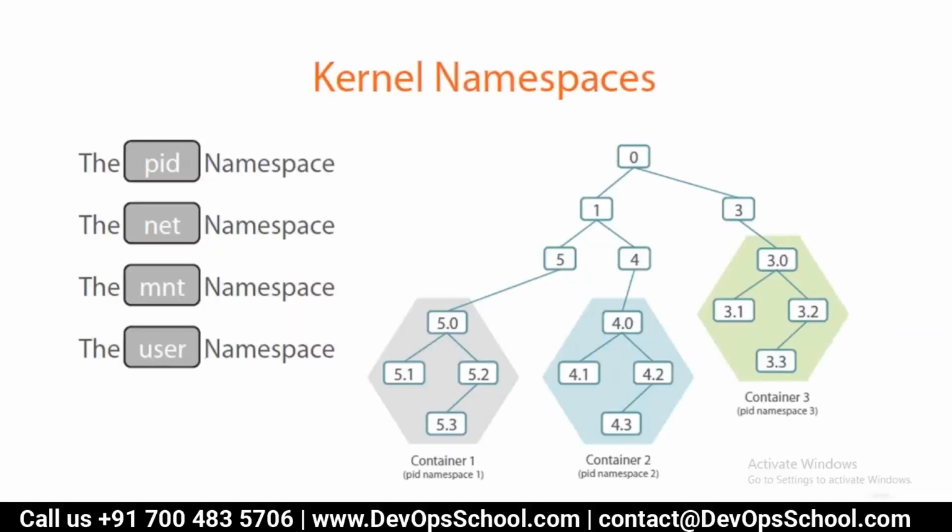There was a PID namespace, which was responsible for the process ID, the PID map; a net namespace, which was there in the kernel for managing the network; a mount namespace, which was there to create mounts; and a user namespace, which was there to create multiple users. These namespaces were there already.